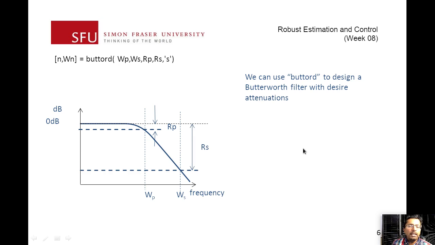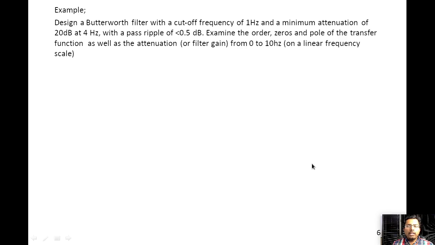So this is going to be the attenuation, and then here it's going to be a continuous time. So let's look at an example here. You're going to design a Butterworth filter with a cutoff frequency of 1 Hz and a minimum attenuation of 20 dB at 4 Hz with a pass ripple of less than 0.5 dB.